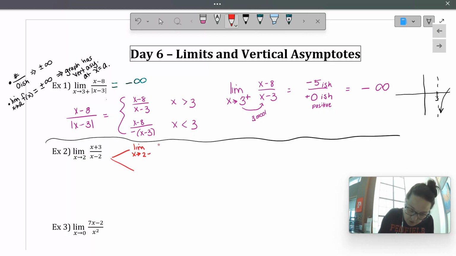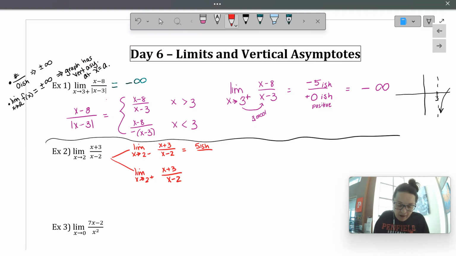I need the limit as x approaches 2 from the left, and I need the limit as x approaches 2 from the right. All right, so as x approaches 2 from the left, 2 plus 3 is 5-ish. 2 from the left, that's slightly smaller than 2, so like 1.999. 1.999 minus 2 is going to be like 0-ish and negative. Positive 5 divided by negative small is going to go to negative infinity.